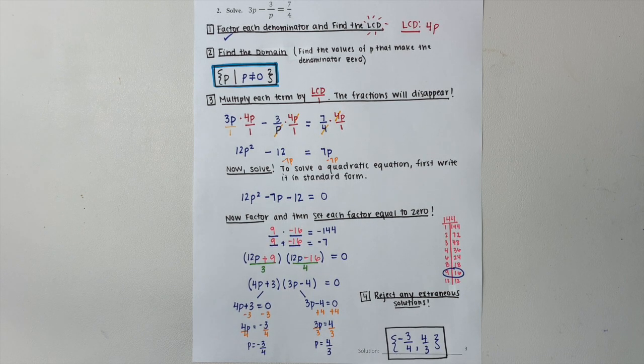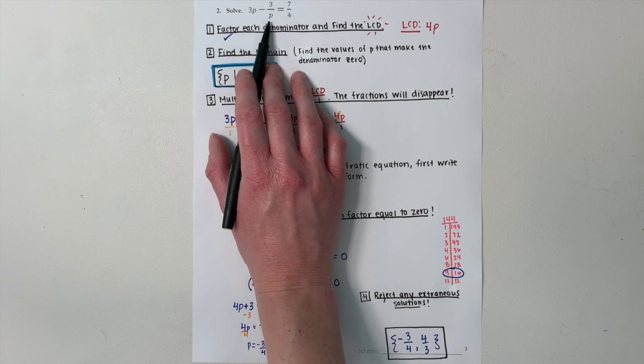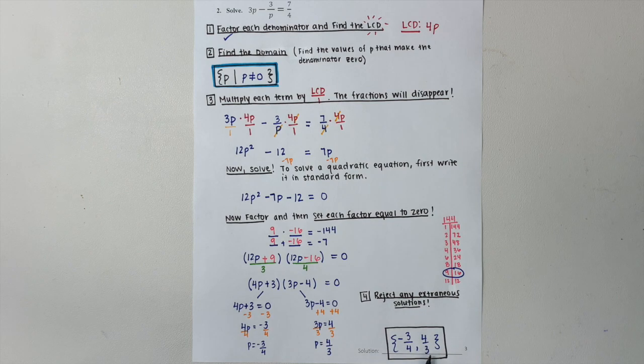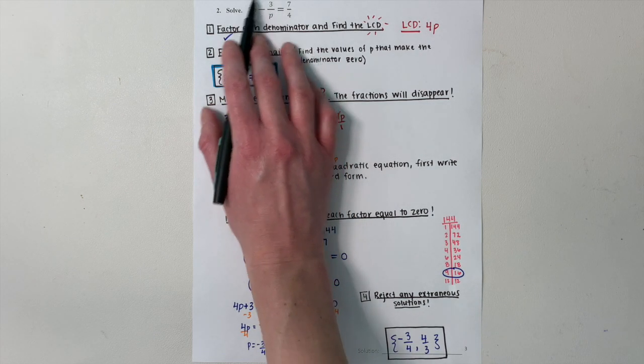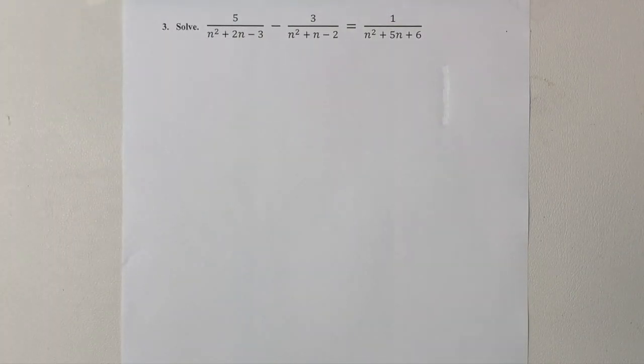How could you check your answer? Well, start by taking this first solution, -3/4, and you might want to use your calculator, but you could plug in -3/4 for p here and here and compute this and make sure that it's equal to 7/4. Then you could plug 4/3 in for p, compute this, and make sure that again you get 7/4. Let's take a look at another example.